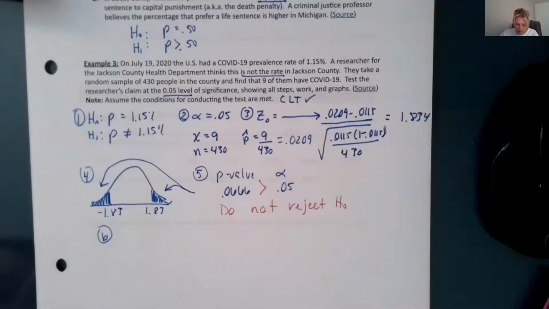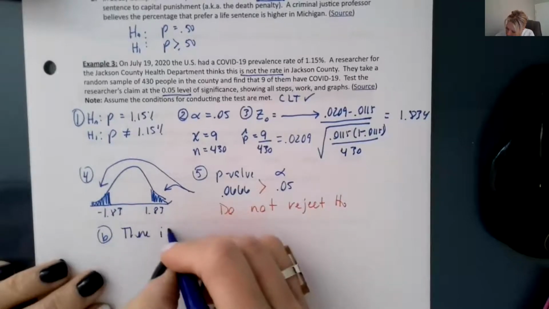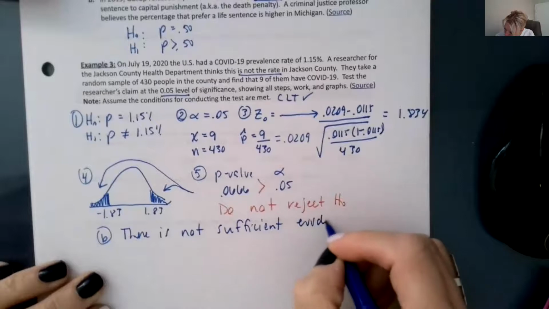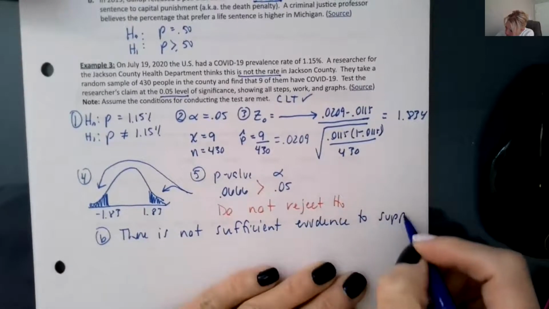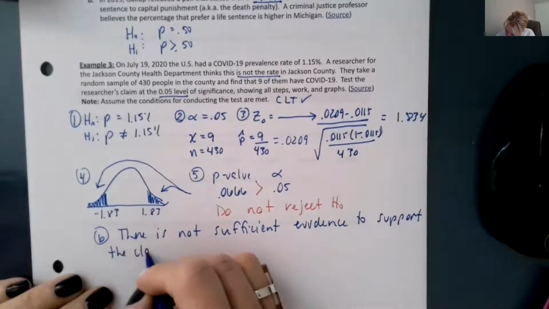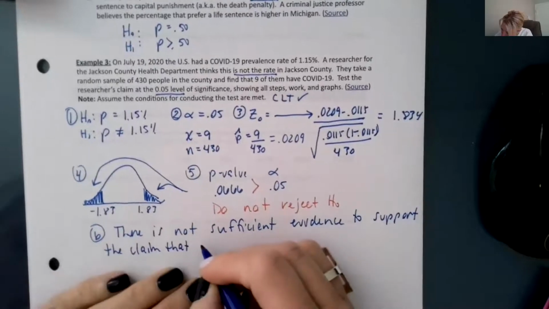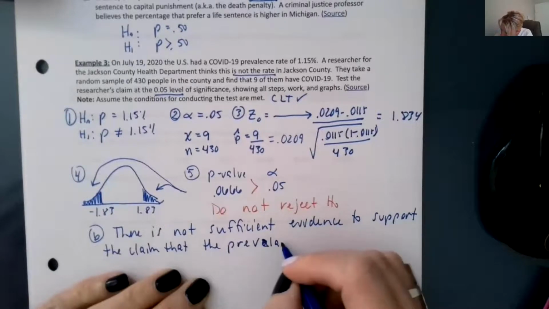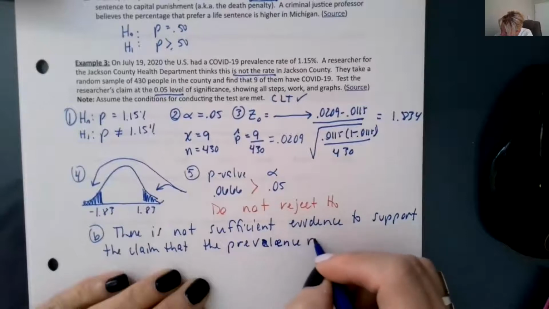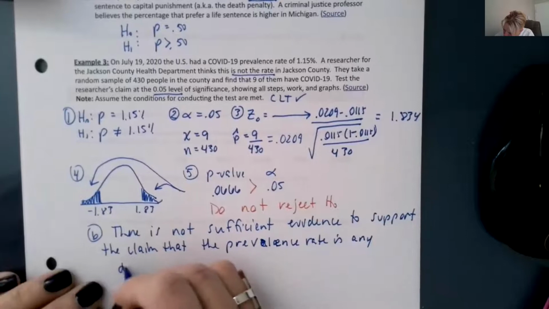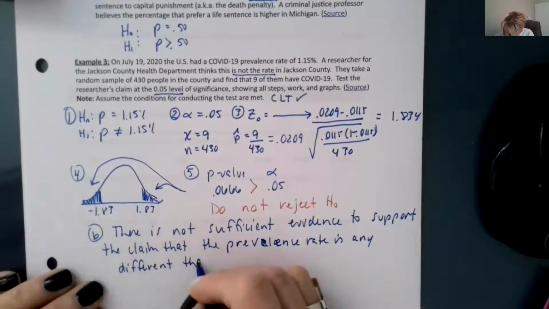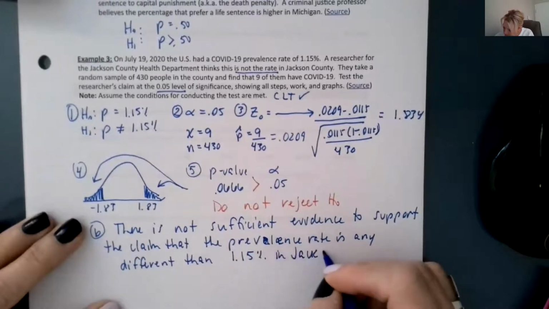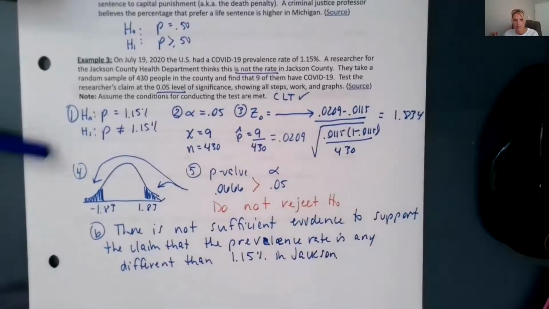So when we go to actually state the conclusion, we can say there is not sufficient evidence to support the claim that the prevalence rate is any different than 1.15% in Jackson. Ta-da, you did it.